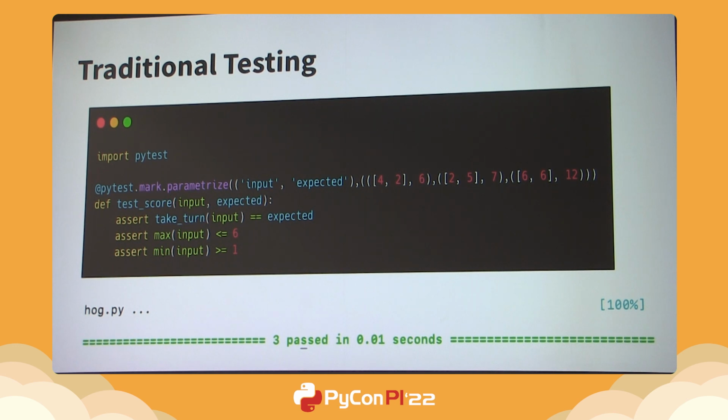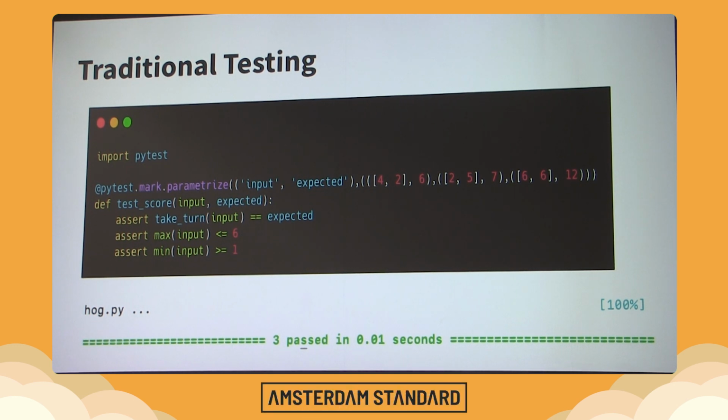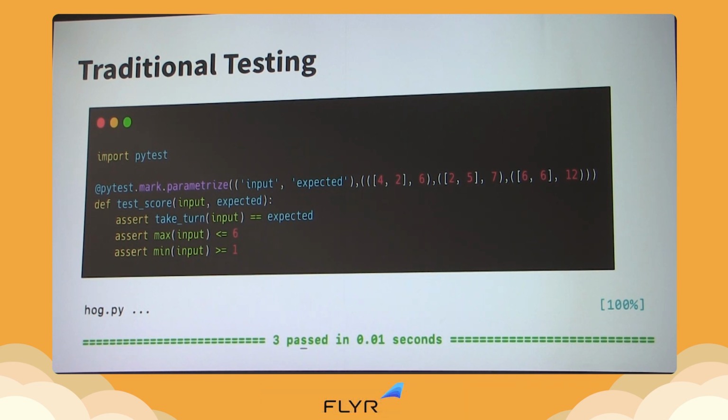So we have just one test function, and we're passing 2 arguments to it, input and expected, which is the expected output. We have assertions in our test function. And in the parameterized decorator, we have input, expected. We have this pair as the first argument, and as the second argument, we have a list of input-output pairs. In this case, we have 3 test cases in our decorator.